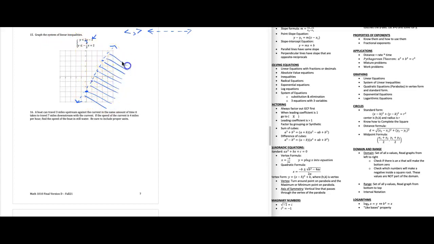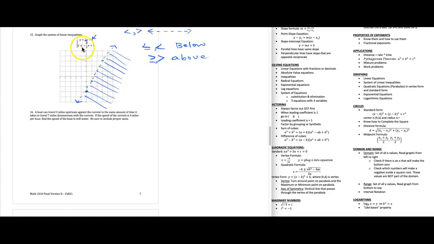Now, in the book or in the videos, they may have told you to put in some test points, like picking some kind of test point right here, which you can totally do, but you don't have to. If you can look at that and say, okay, if something's less than that line, that means it's going to be below the line, right? So if it's less than, it's below. And if it's greater than, it's above. Okay, and that goes for less than or equal to or greater than or equal to as well.